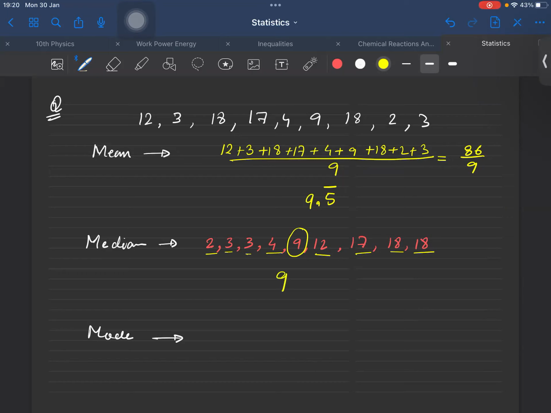Got it? And what will be the mode? Now see, 3 appears twice and 18 also appears twice. So the mode will be 3 and 18. As of now, let's understand it as the most frequently appearing data, which is 3 and 18, because 3 is twice and 18 is also twice. But later we'll see how to calculate the mode again.